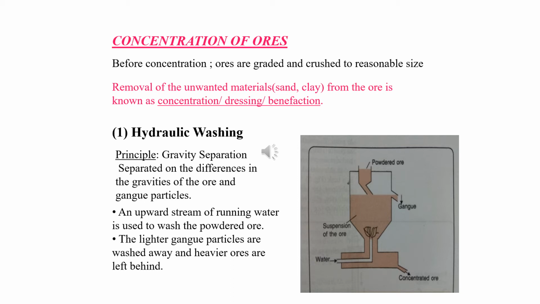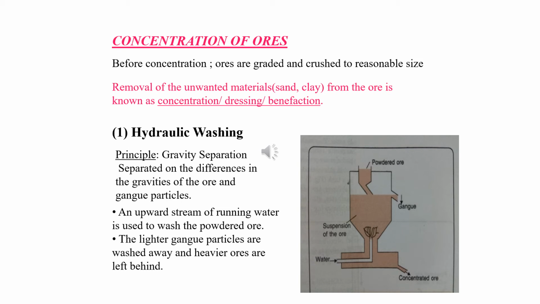In this chapter, under concentration of the ore, we are going to take up four different methods involved in concentration of the ore. The first one in the list is hydraulic washing. As the term is clear, it's very simple, we carry out washing of the ore with water. Now, what is the principle involved over here? The principle involved in the concentration method over here is gravity separation.